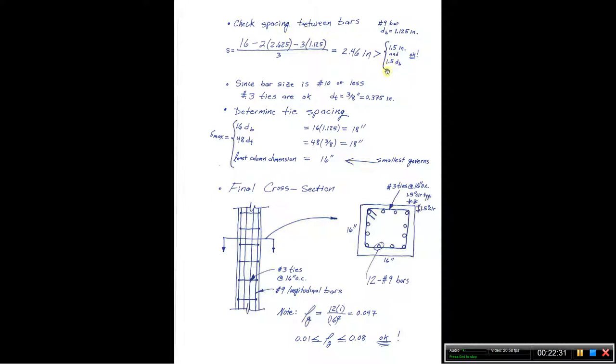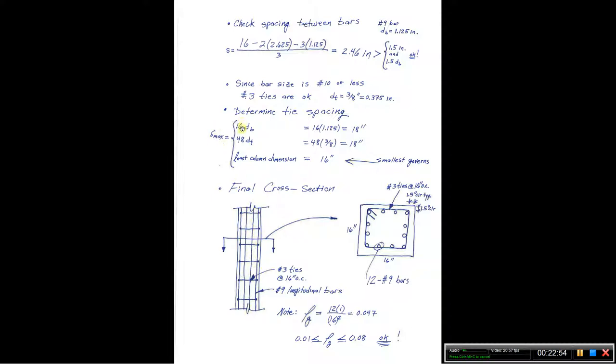so therefore the spacing between bars is okay. Now, since the bar size is number 10 or less, we are required to use number 3 ties according to the code, and those are 3/8 inch diameter. And then we also need to determine the spacing of those ties vertically along the height of the column.